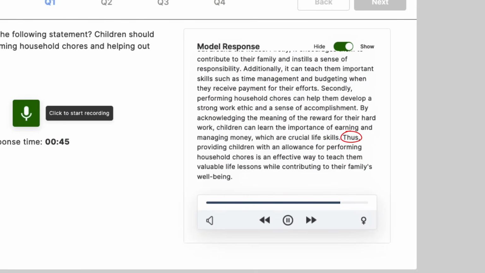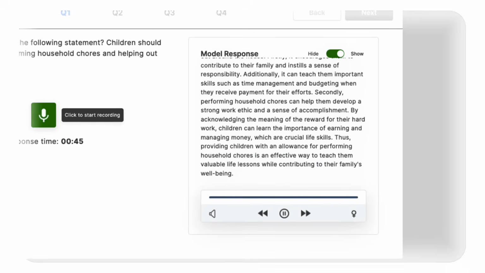Thus, providing children with an allowance for performing household chores is an effective way to teach them valuable life lessons while contributing to their family's well-being. Again, if there is time remaining, circle back to your thesis and restate it, right? If you have an extra 5 seconds, if you've somehow mismanaged the flow, don't panic, but don't leave a 7-second space at the end of your response.